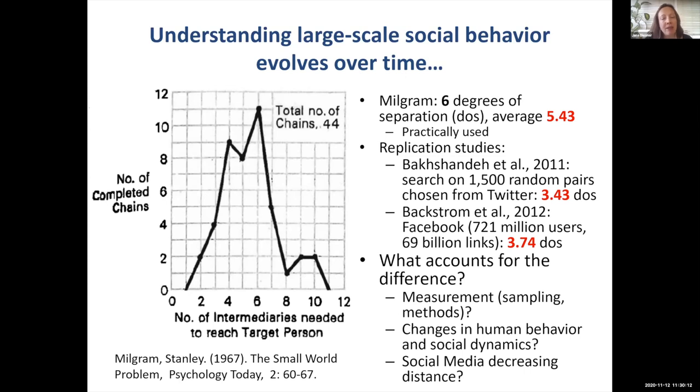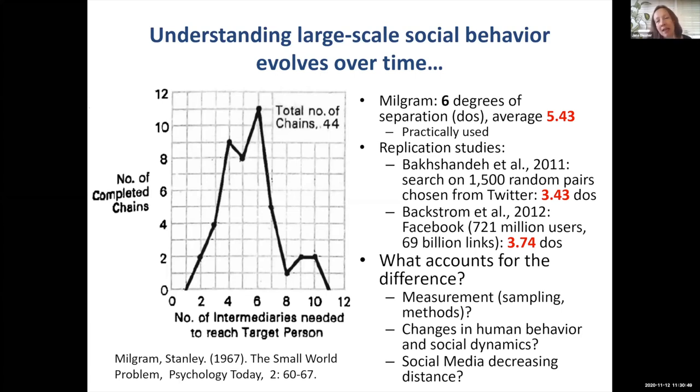And he did this by basically sending out chain letters that people had to reply to. And he got a total of 44 responses. So that's his N, way more than the 44 dropped out somewhere on the way. But by sending a letter to people and saying, hey, do you know this person? If not, send this letter to somebody who might know this person, and so on and so forth, he realized that the average distance between any two people in the US is about 5.43 people. All right, okay. So that's a value from 1967.